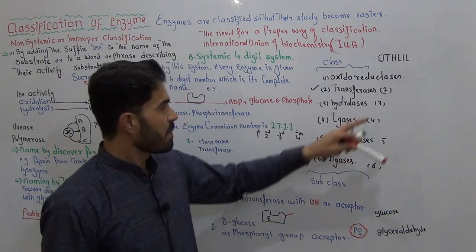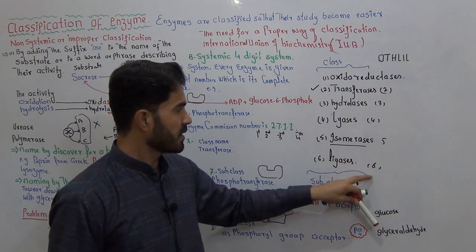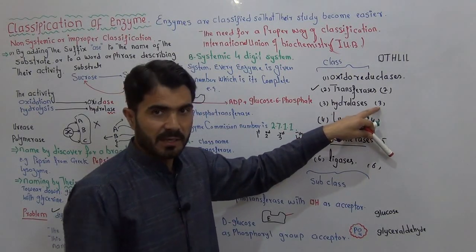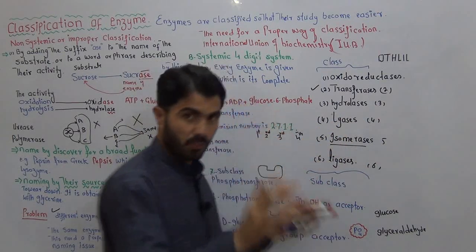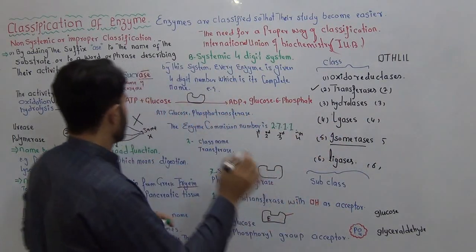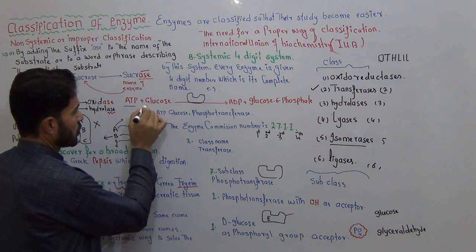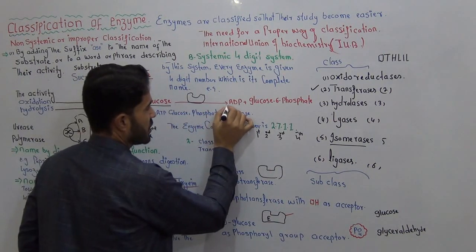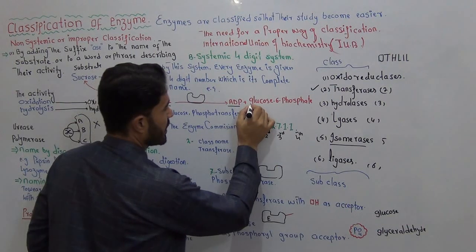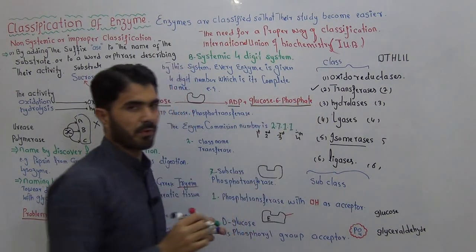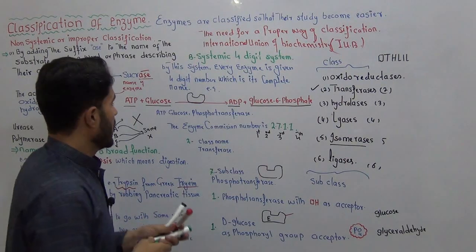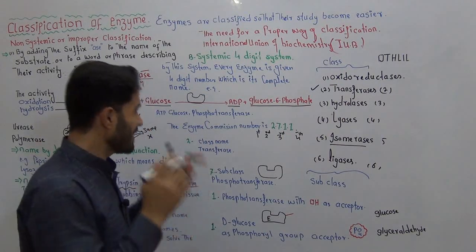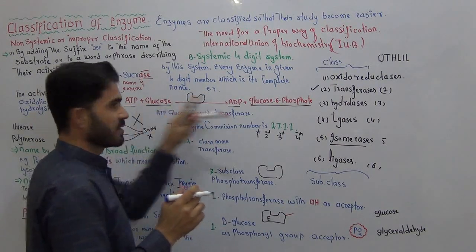Now, whenever you see this 3, it means hydrolases. If you see this number 3 in the name of an enzyme, I will explain. You just wait. There is one reaction where ATP and glucose, these 2 substrates, react with each other, and as a result of the reaction, ADP will be formed and a product, glucose 6-phosphate, will be formed. This is a chemical reaction. In this chemical reaction, there is an enzyme which is catalyzing this reaction.